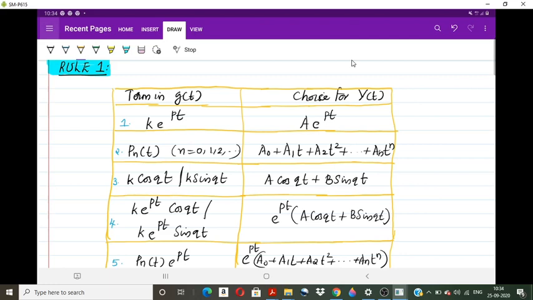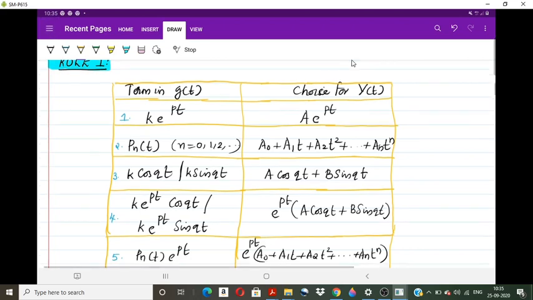If g of t is an exponential form, that is of the form k, some constant, times e raised to pt, then the choice for y of t, the particular solution, is another constant capital A times e raised to pt, where A is the unknown coefficient, and we can determine A by substituting y dash and y double dash in the given equation.